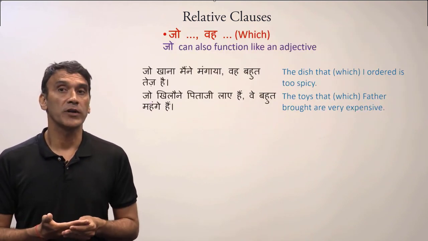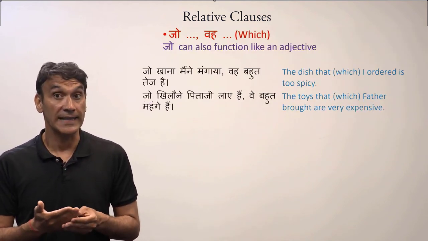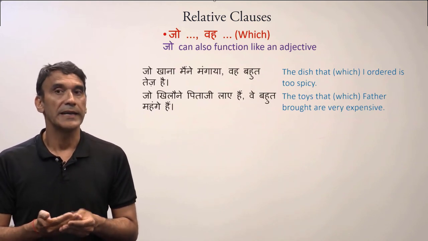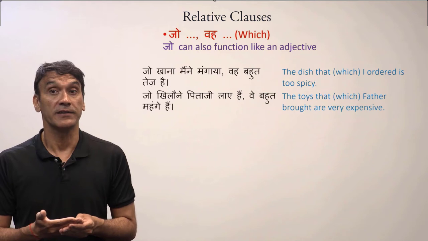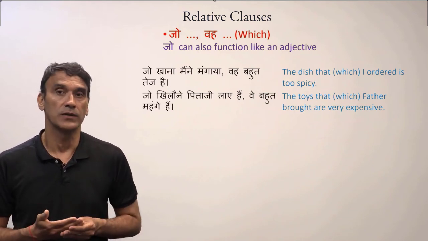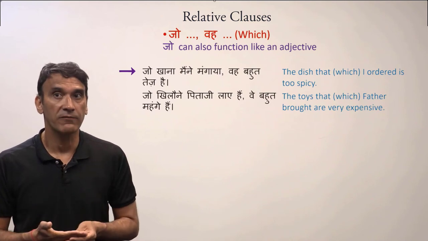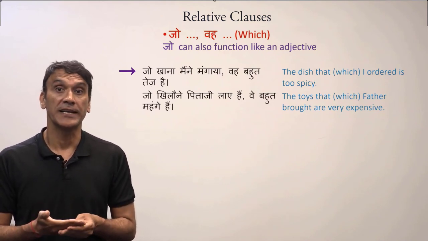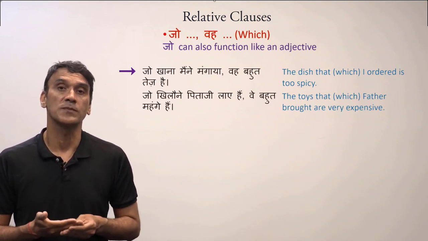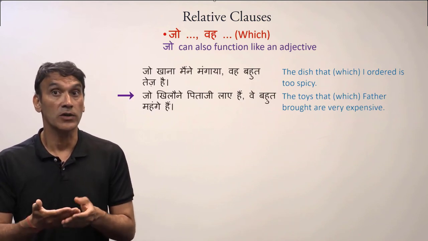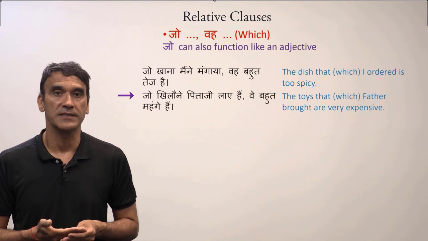The relative word jo can behave like an adjective. In that sense, it will be translated as which in English. Keep in mind, the word which here is not the question word, but the relative one. Let's take some examples. Jo khana maine mangaya, wo bahut tez hai. The dish that I ordered, which I ordered, is too spicy. Jo khilone pitaji laye, ve bahut mehenge hain. The toys which father brought are very expensive.